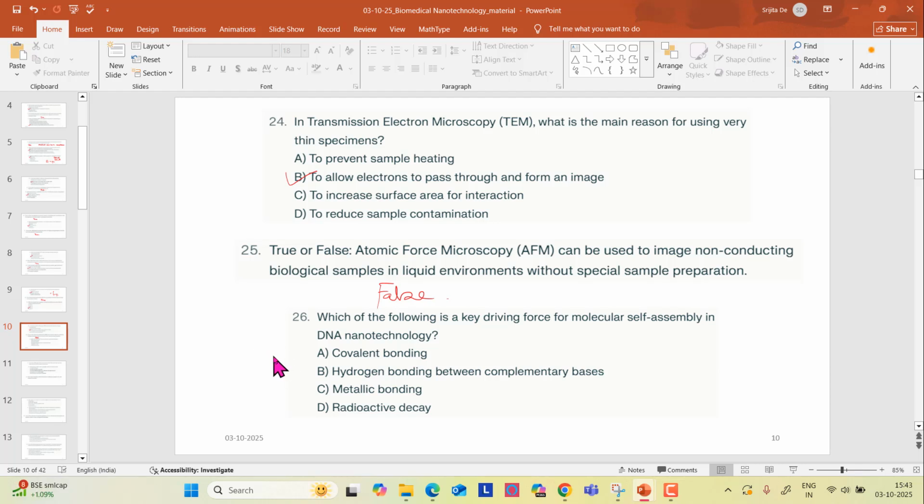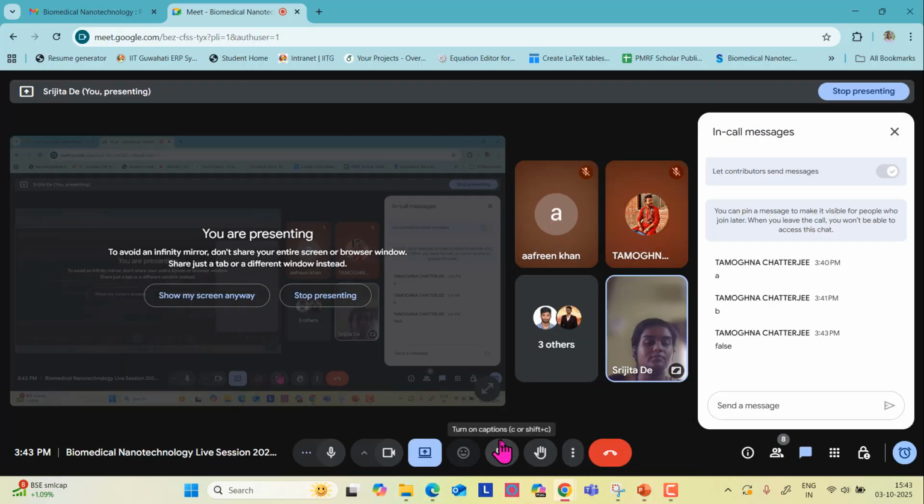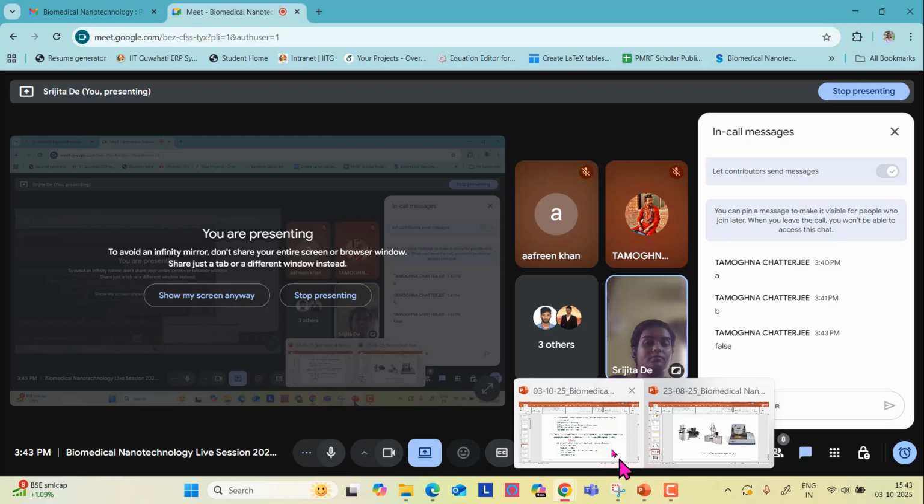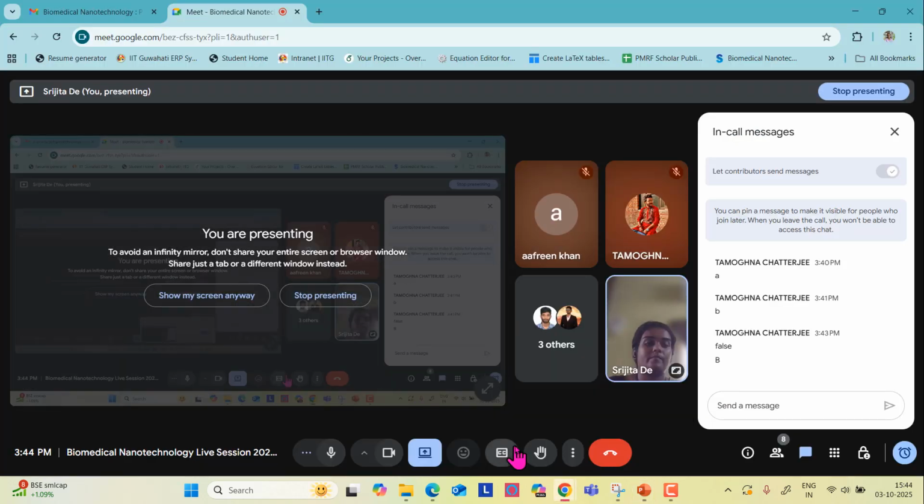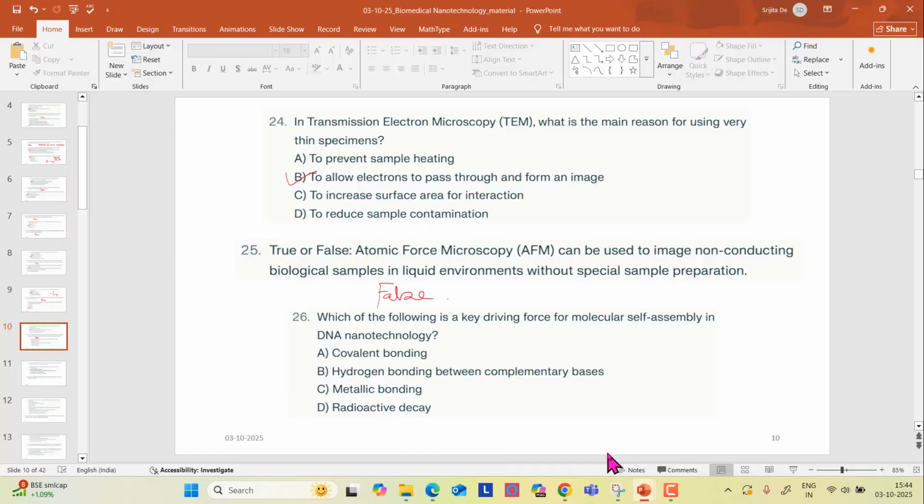Next is, which of the following is a key driving force for molecular self-assembly in DNA nanotechnology? Is it the covalent bonding, the hydrogen bonding between complementary bases, metallic bonding, or radioactive decay? Yes, it is option B, hydrogen bonding between the complementary bases.